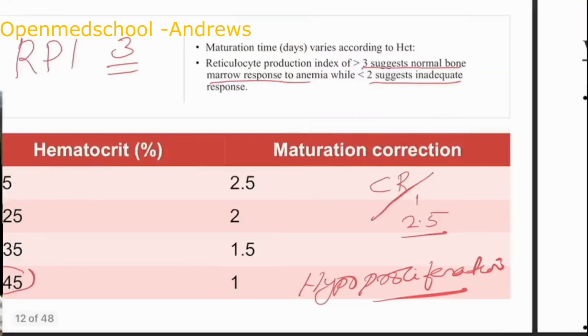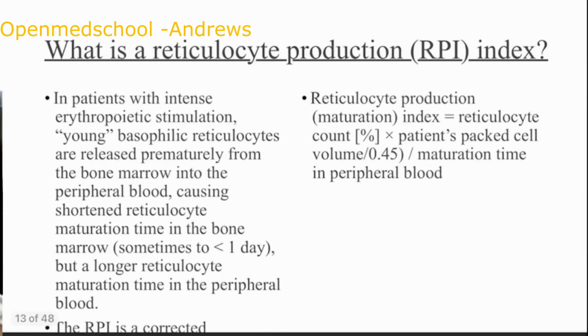That is reticulocyte percentage into hemoglobin of the patient divided by normal hemoglobin. If it is more than 2, we can say that the bone marrow is responding. There is proliferation going on. So this is the basic level you should remember. So we have mentioned what is corrected reticulocyte count.